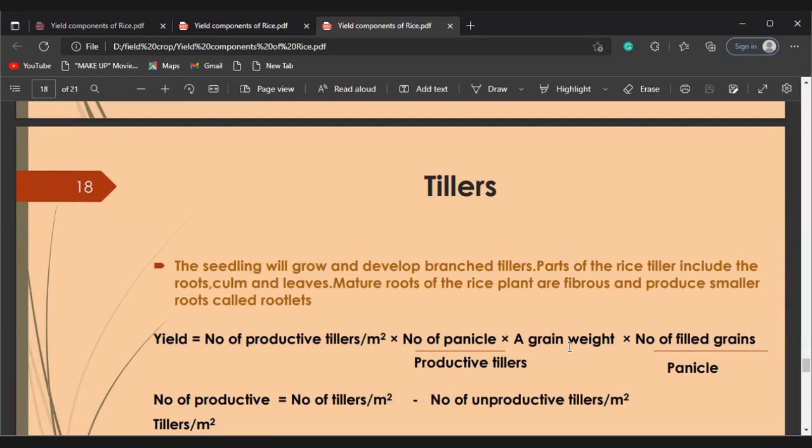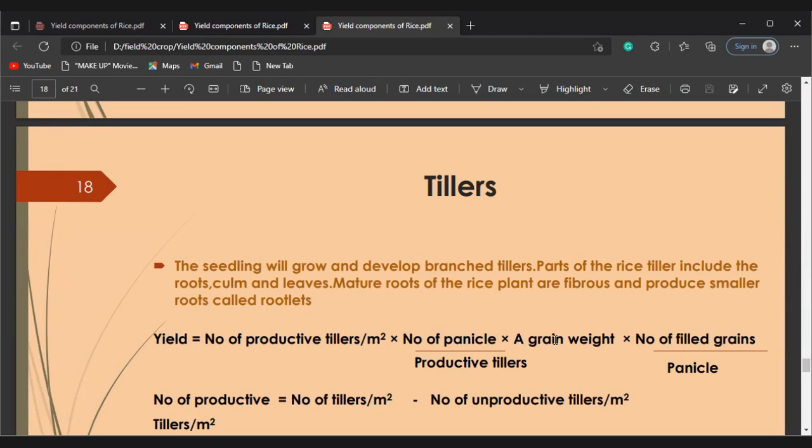Here is the other equation for calculating yield. These things we already discussed: number of panicles, then grain weight. Like the previous one, which had 3 components, here there are 4 components. Number of productive tillers per meter square. For a meter square, how many productive tillers will there be? And number of panicles per productive tiller. In one productive tiller, how many panicles will there be?